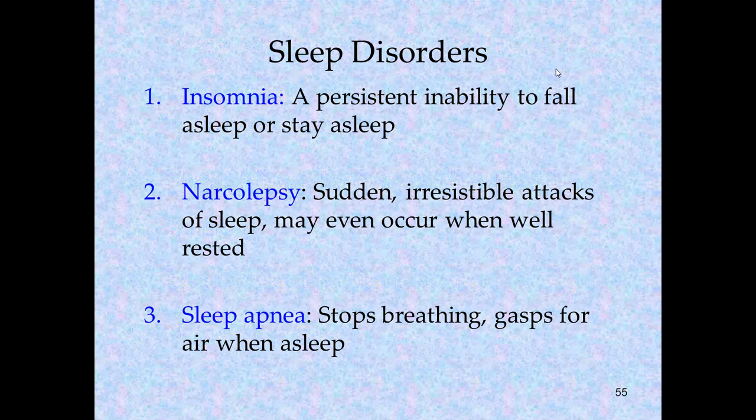Next, we look at sleep disorders. And these are significant disturbances in the sleep cycle. First on our list is insomnia. Insomnia is a persistent inability to fall asleep or stay asleep or to get restful sleep. And that's not just a night or two of trouble sleeping, but an ongoing pattern.